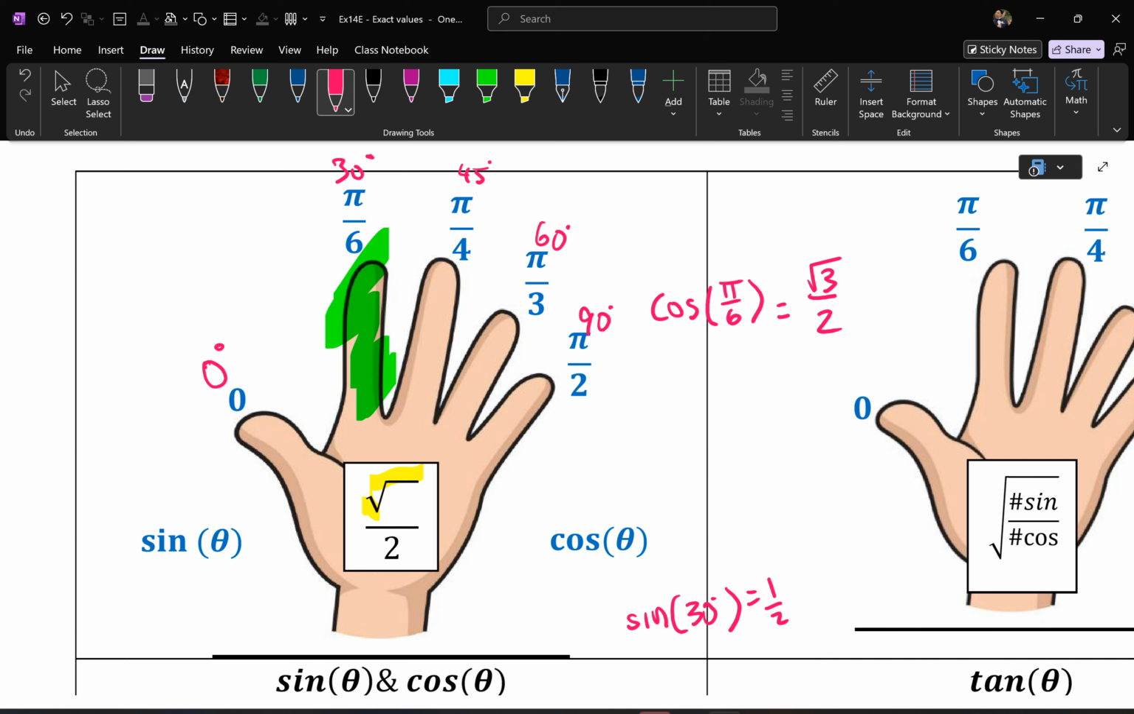Let's do another one. Let's do cos of pi on 4. You have to know which one's pi on 4. Pi on 4 is 45 degrees. Which one's my 45-degree finger? Third one, the middle finger. So cross this off, drop it down. Now I'm looking for cos. How many fingers for cos? 2. So the formula is square root the number of fingers, so I've got 2 of them, and divide by 2. The answer is root 2 on 2, or 1 on root 2, same thing.